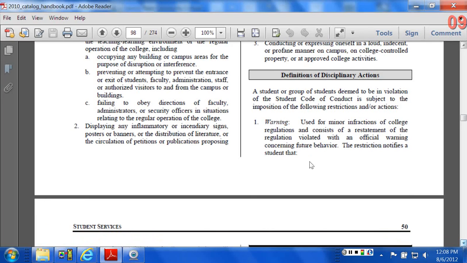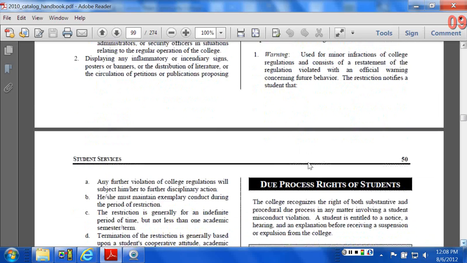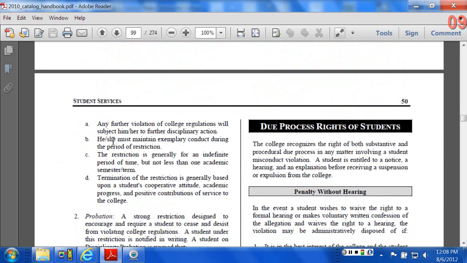A warning is used for minor infractions of college regulations and consists of a restatement of the regulation violated with an official warning concerning future behavior. The restriction notifies the student that any further violation of the college's regulation will subject the student to further disciplinary action, that the student must maintain exemplary conduct during the period of restriction. The restriction is generally for an indefinite period of time, but not less than 1 academic semester or term. Termination of the restriction is generally based on the student's cooperative attitude, academic progress, and positive contributions of service to the college.